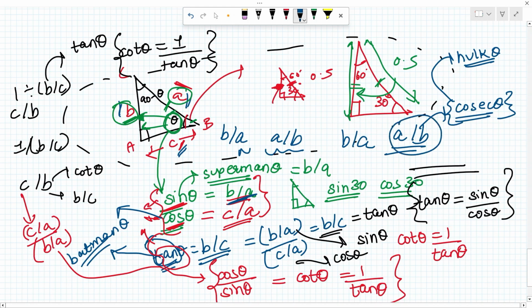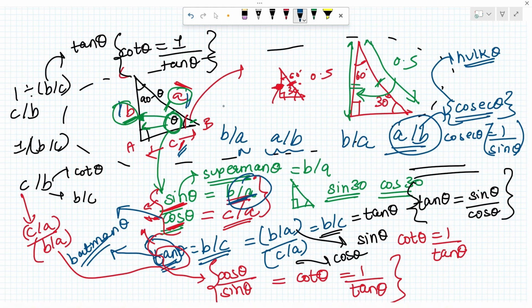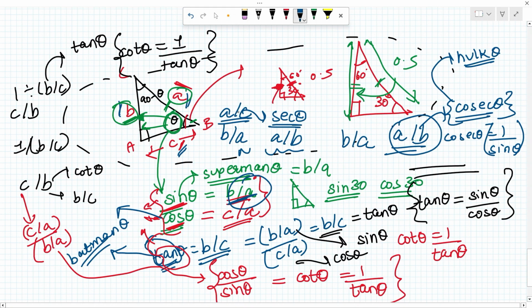And note that this a by b is just the reciprocal of b by a. So from here I get that cosec theta is 1 upon sine theta. It's just the reciprocal of sine theta. And we can also define one more ratio. If I define b by a, c by a, b by c, I could have also defined a by c. So we are going to call this sec theta. What is sec theta? It is just the ratio of hypotenuse to the side adjacent to angle theta. Again, a by c is the reciprocal of c by a, and therefore sec theta is 1 by cos theta.